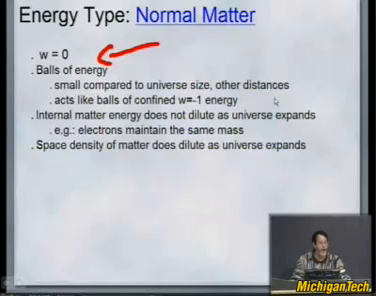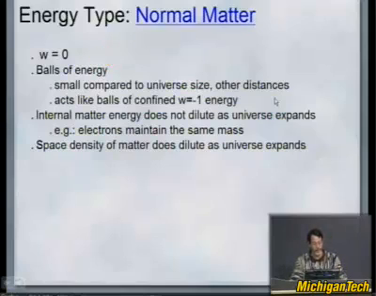Normal matter is not moving fast with respect to the outside universe, which is why it has pressure of 0, W of 0. So this is non-relativistic matter, like the Earth is considered kind of normal matter, as is the Sun. It's moving, but it's not moving fast enough. Only a small part of our universe is made up of normal matter, as we've seen.